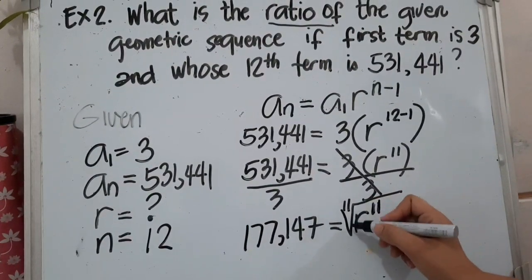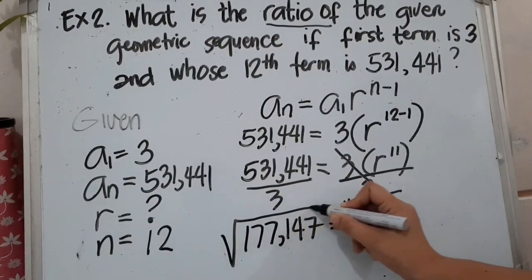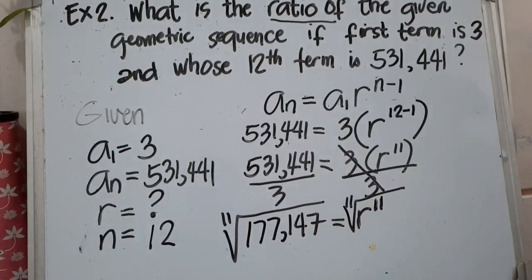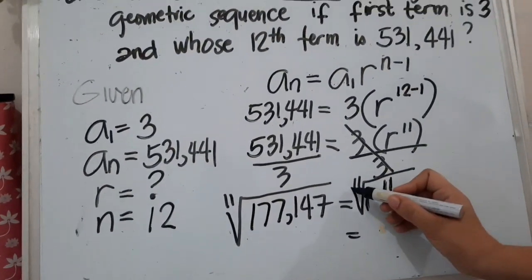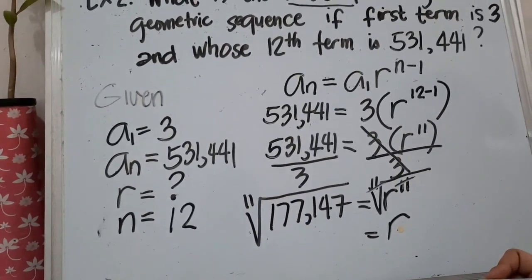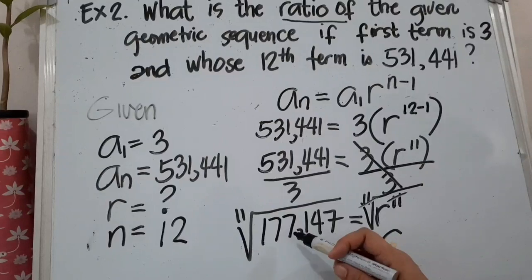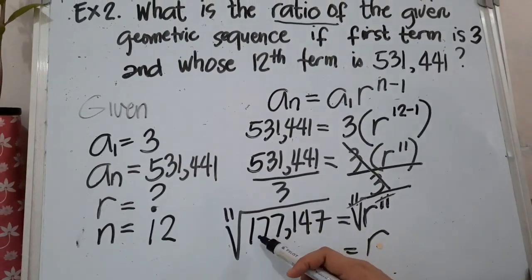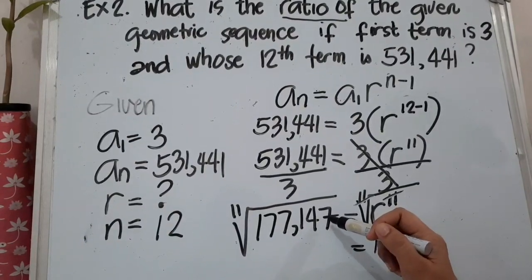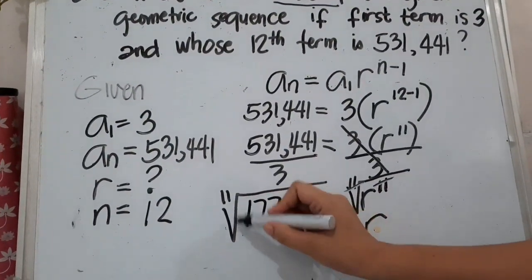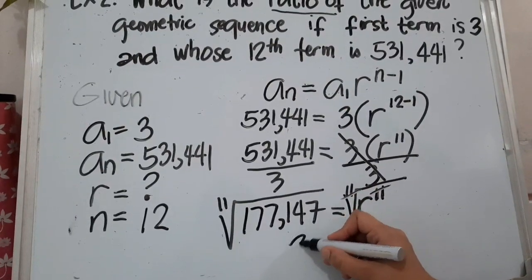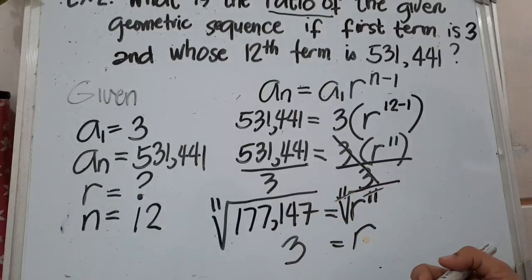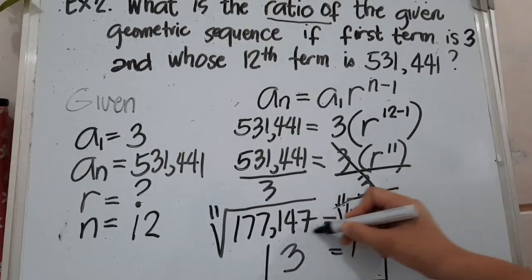So if we use this one, the 11th root of r raised to 11, the other side also will have the 11th root of 177,147. This will automatically become r. That's our ratio. And how do we solve this one? Yes, you have your calculator, or you are going to look for a number multiplied by itself 11 times that will give you the answer of 177,147. And the 11th root of 177,147 is 3. 3 multiplied by itself 11 times, this is the answer that will come out. So our common ratio is equal to 3.